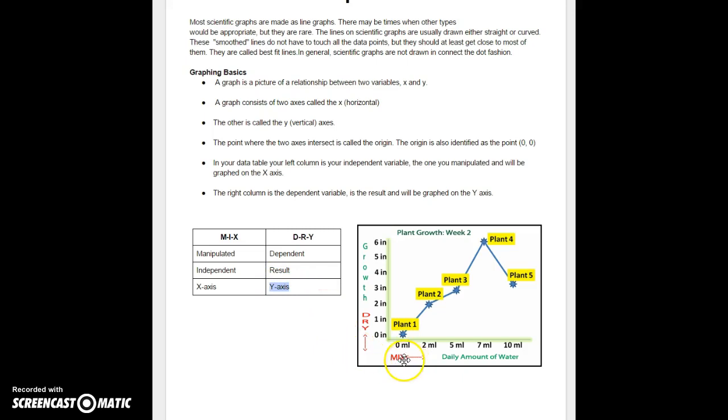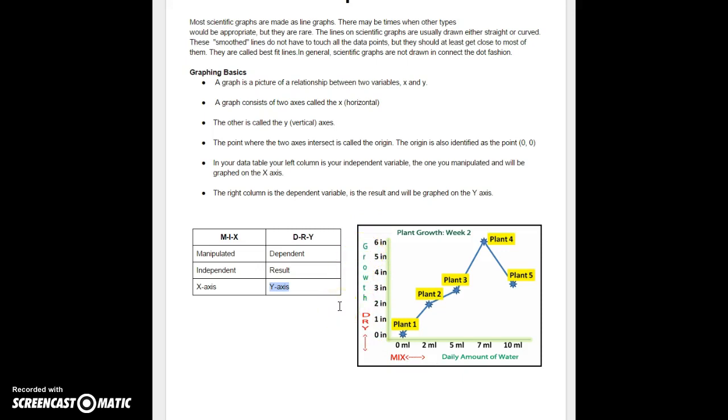And we've looked at a graph over here that uses that same information. Our MIX is going to be down here on our x-axis, so we're going to use the title from that column to be located here on the x-axis, our independent variable. And we're going to use the DRY to help us make this axis over here our y. And so we'll know that the title of our y column is going to go onto the axis over here.